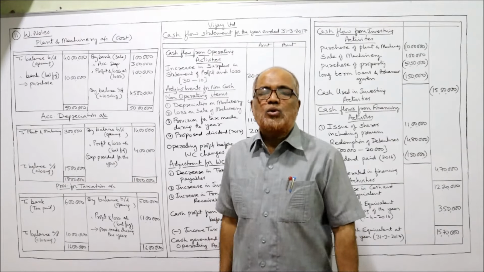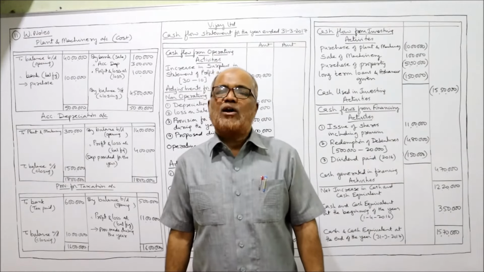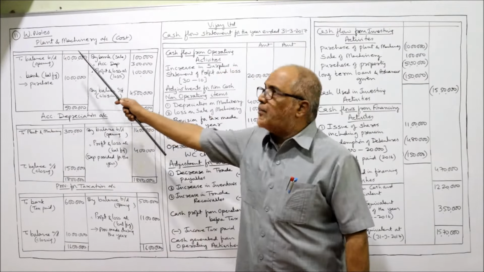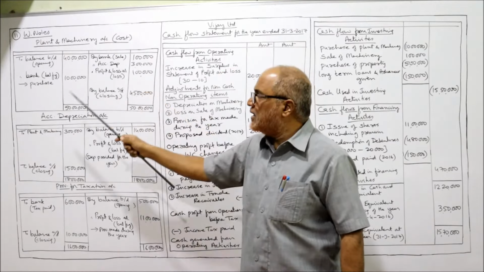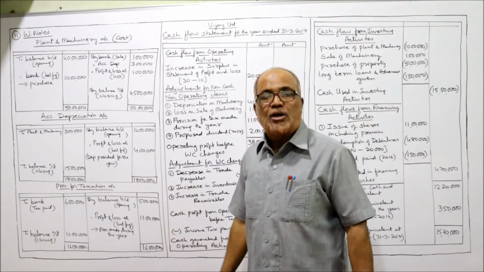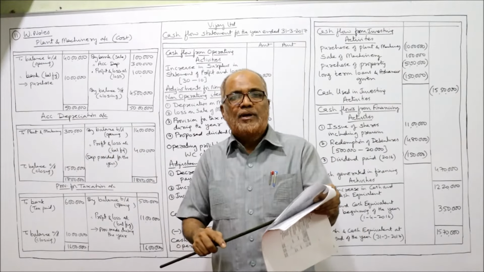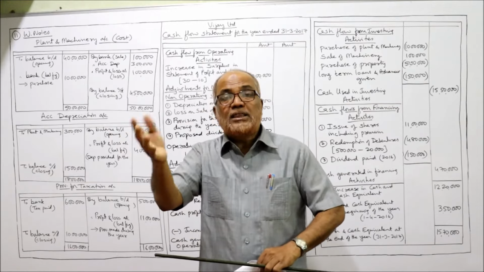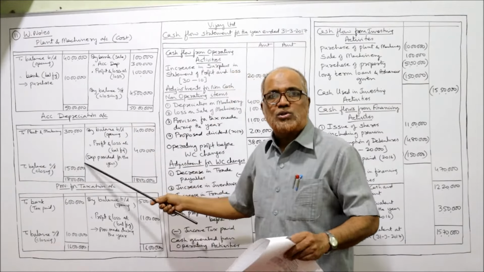In the previous problem also I told you, whenever there is a sale of fixed asset, we will open two accounts. One account is plant and machinery account, another account is accumulated depreciation. Because in this problem, in adjustment it is given, one machinery was sold. That's why we have to make two accounts, right?